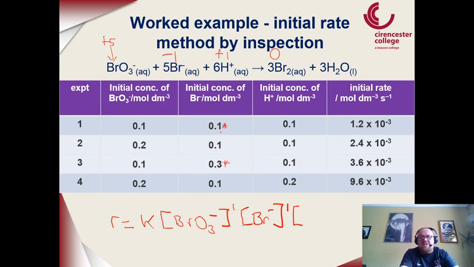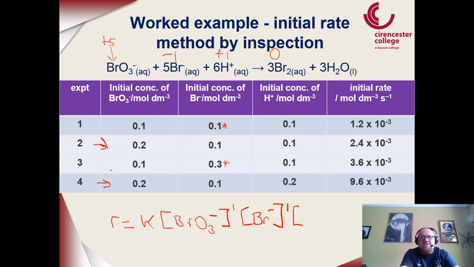So let's have a look at these H plus ions. I have 0.1, 0.1, 0.1. It goes up to 0.2 here. I can see here it's up to 0.2 here as well. So I'm going to compare it with this one here. So let's compare these two.